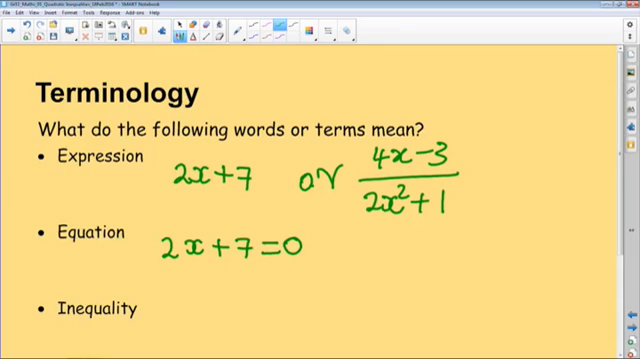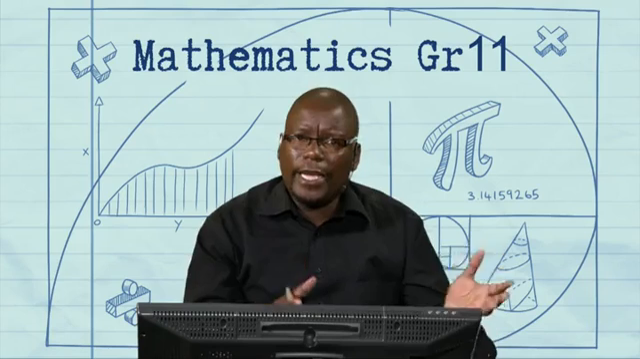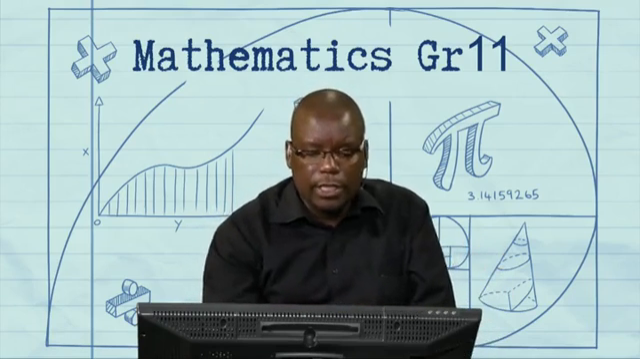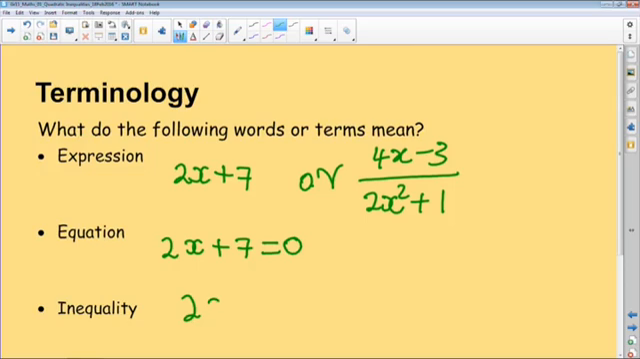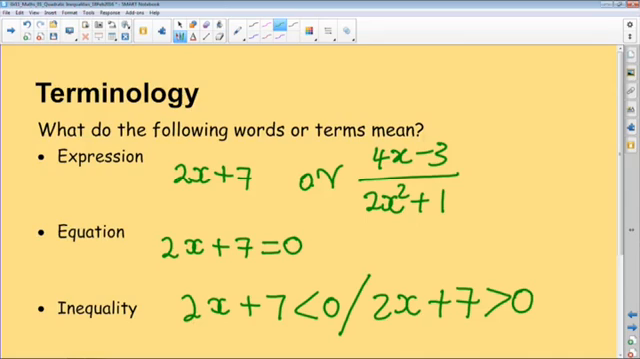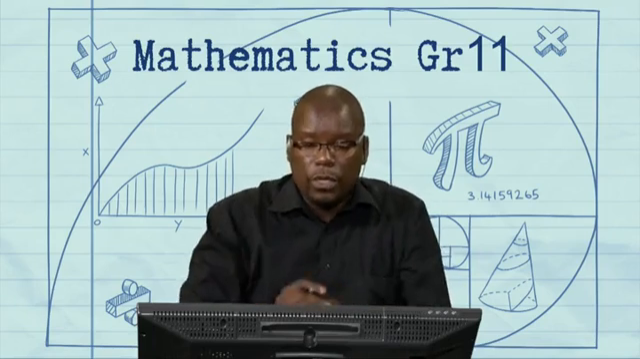Now we look at your inequality. We'll work through these things throughout, okay? Like from grade 8, 9, and 10, you've been doing these things, but let's just recap again. 2x plus 7 less than 0, or 2x plus 7 greater than 0. That's an inequality. So the inequality has got an inequality sign, and then an equation has got an equals to, and your expression does not have equals to. But when you work it out, you don't have equals to 0 and so forth.